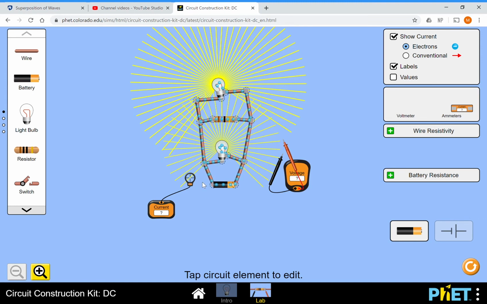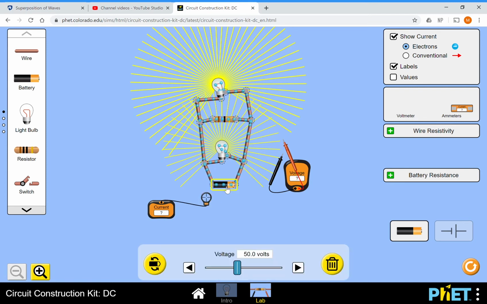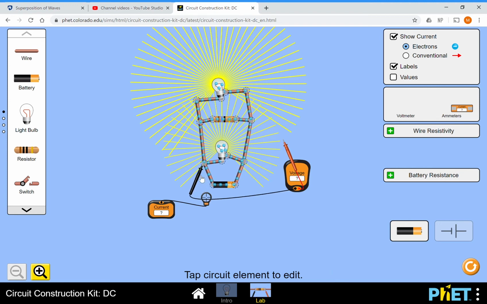Here's the deal. If I measure the current coming out of the battery, it is 12.87 amps. It's still 50 volts on my power supply. I haven't changed anything. But now if I take my voltmeter and measure across the first light, it's 50. Across the second resistor, the second load, it's also 50. Across the third load, it's also 50. In fact, it's 50 everywhere, including the battery. So the voltages are all the same.